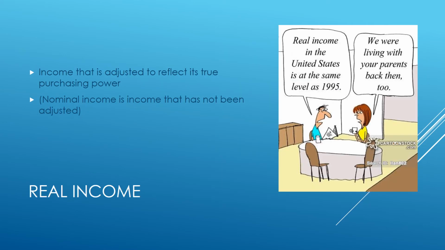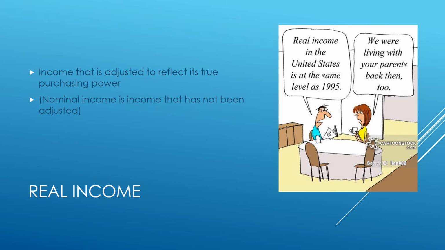All right, so we have a vocab term here, real income, which is going to become much more important when we get to macroeconomics. But for now, real income is income that is adjusted to reflect its true purchasing power. So again, macro, we're going to get into this in a lot more detail. The idea, if you think about it, because of inflation throughout time, we know that prices go up.